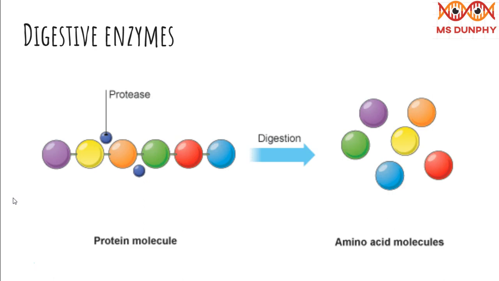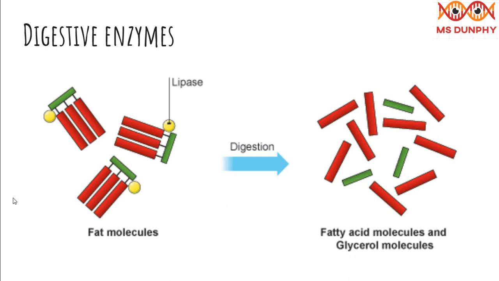Protease enzymes are digestive enzymes that catalyze the conversion of proteins into amino acids. Proteases are made in the stomach, the pancreas, and the small intestine. They work in the stomach and the small intestine. Lipase enzymes are digestive enzymes that catalyze the conversion of lipids into glycerol and fatty acids. Lipases are made in the pancreas and the small intestine. They work in the small intestine.